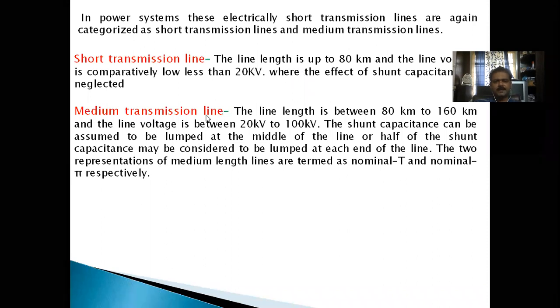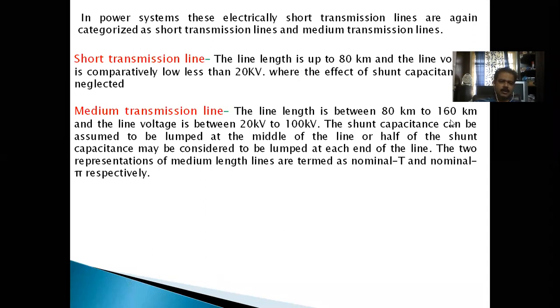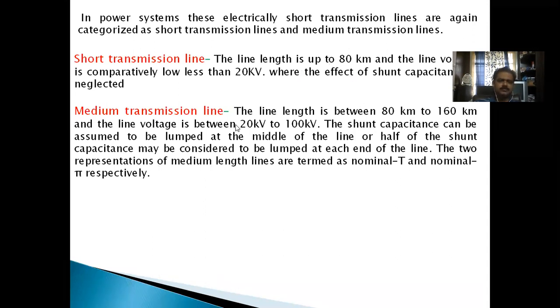Coming to medium transmission lines, these are of length between 80 kilometers and 160 kilometers, and the voltage ranges from 20 to 100 kV. Here the voltage value is a little bit high. Similarly, we can consider the capacitance and also the charging currents, which are a little bit more.